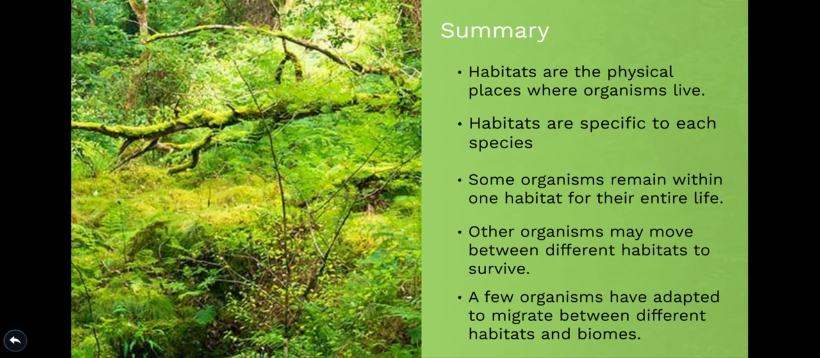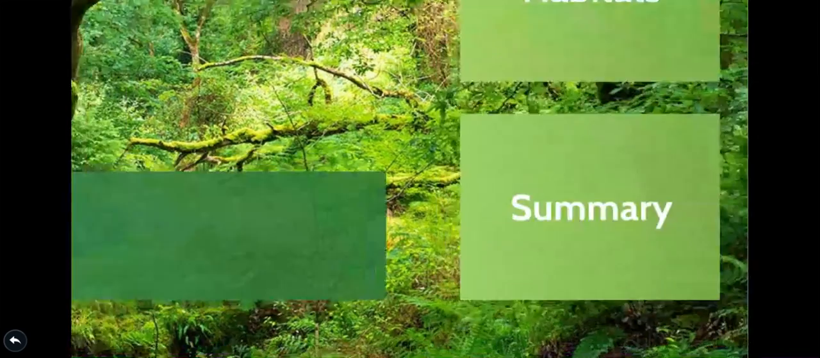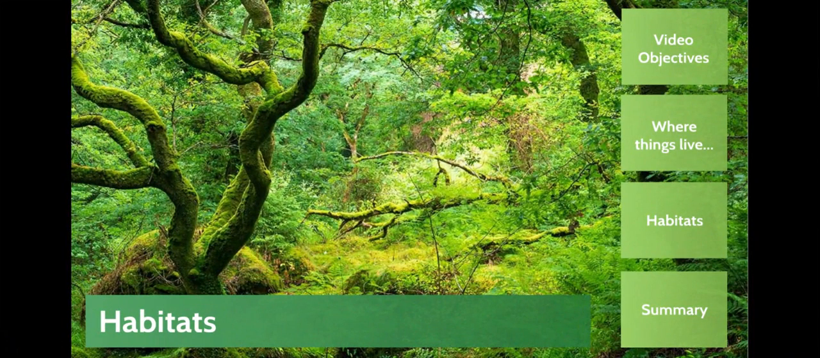Few organisms have adapted to migrate between different habitats and biomes. So you might, for example, consider the caribou in North America that move between the tundra and the boreal forests, and they migrate. A lot of birds will spend different times, say in the UK, and they may migrate to Africa, and they do that to find food and shelter at different times of the year depending on the climate. So it depends very much on the species that you consider, but that covers the content on habitats.